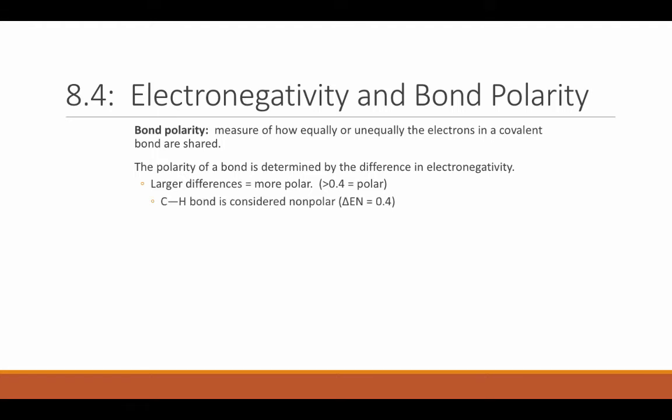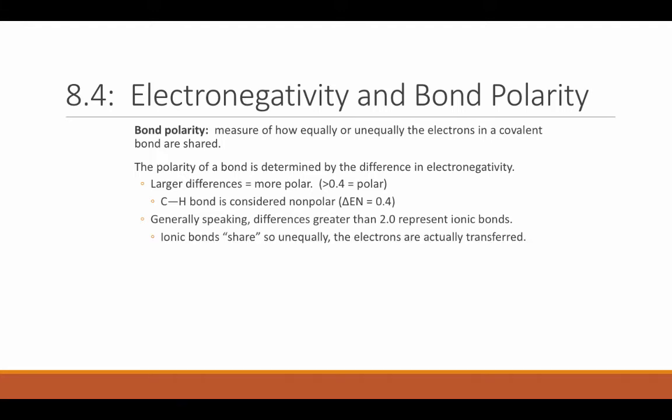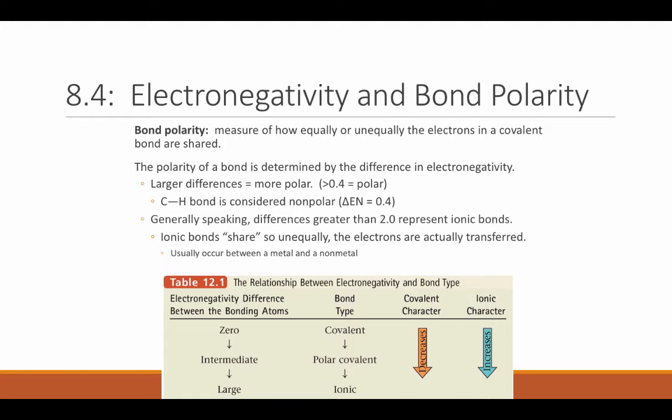It is important to note that the C-H bond, which is a very common bond, has an electronegativity difference of 0.4, and is generally considered nonpolar. Likewise, anything with an electronegativity difference greater than 2.0 is generally considered an ionic bond. These bonds share so unequally that the electrons are actually transferred rather than shared. And again, these occur between a metal and a nonmetal.